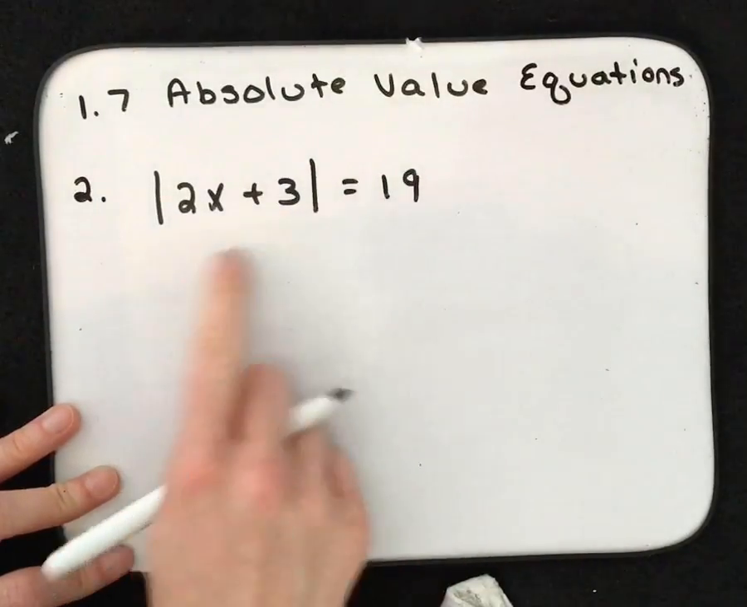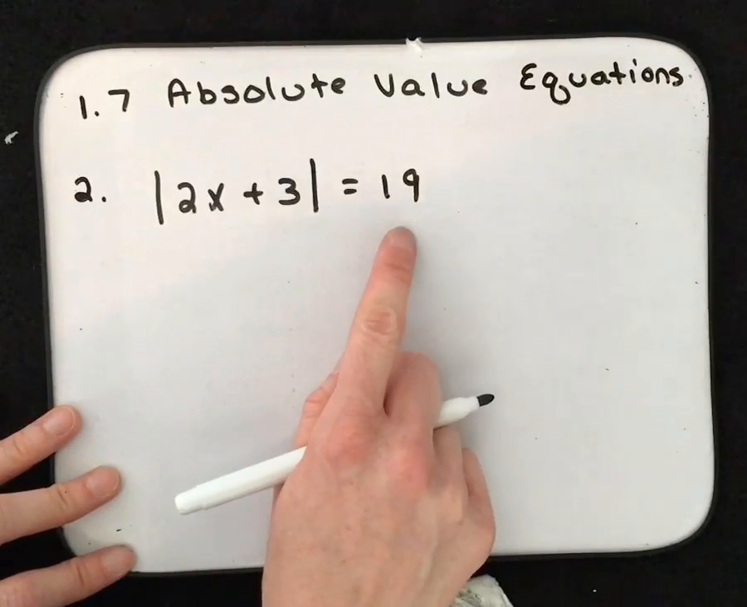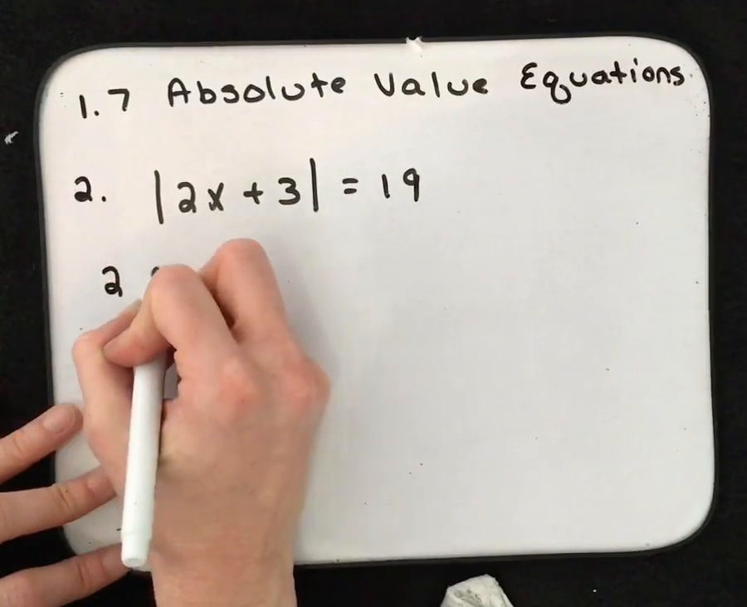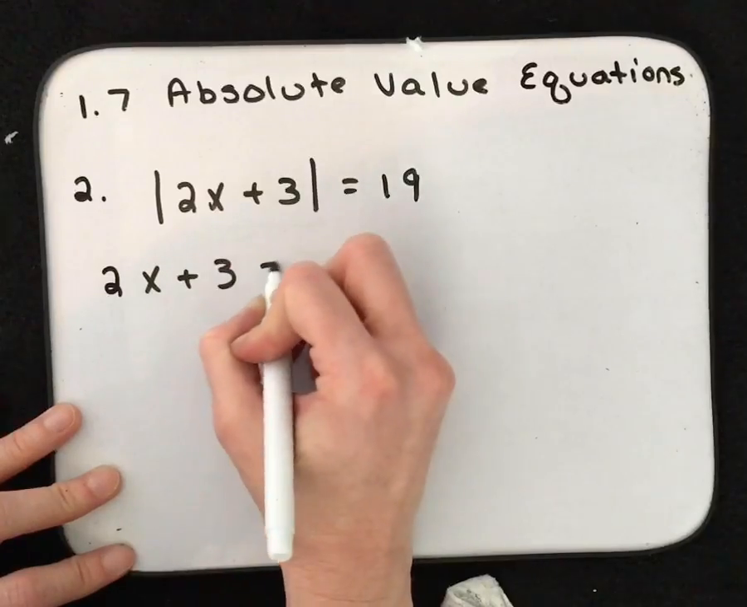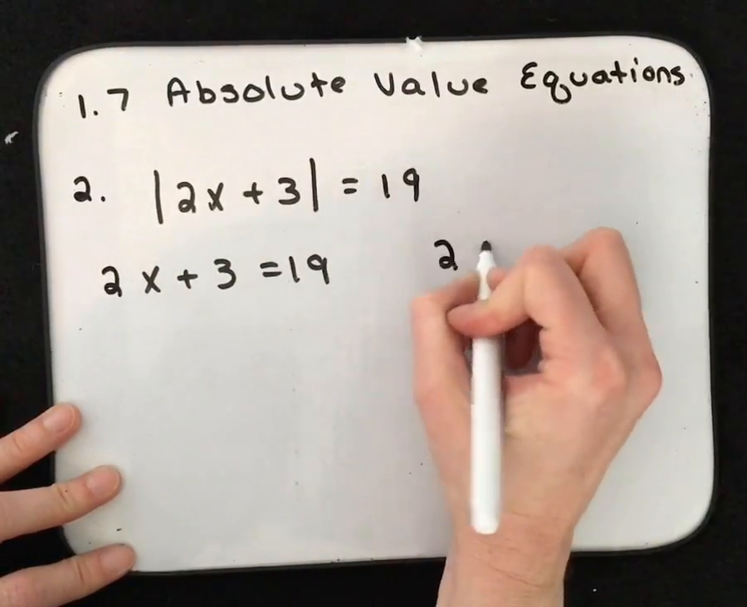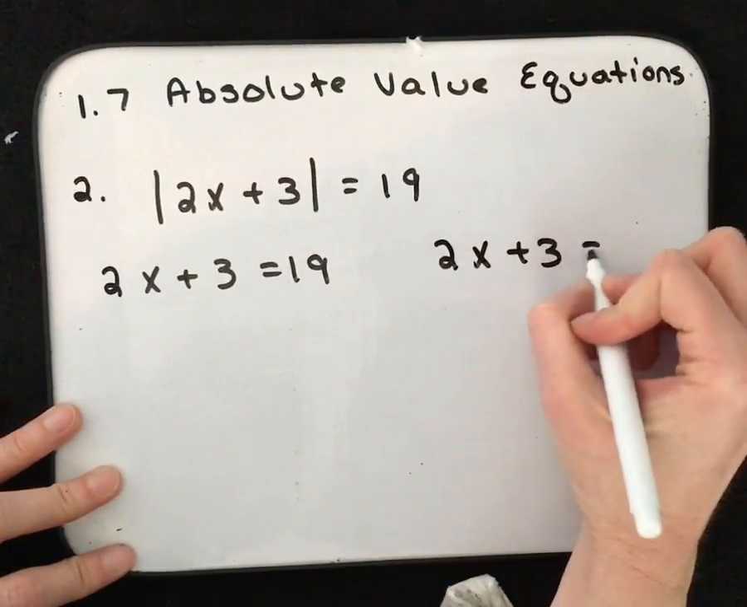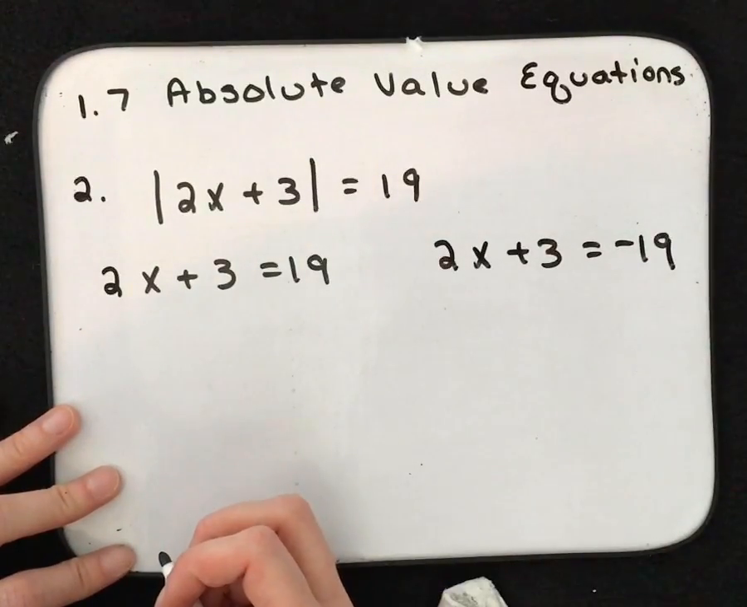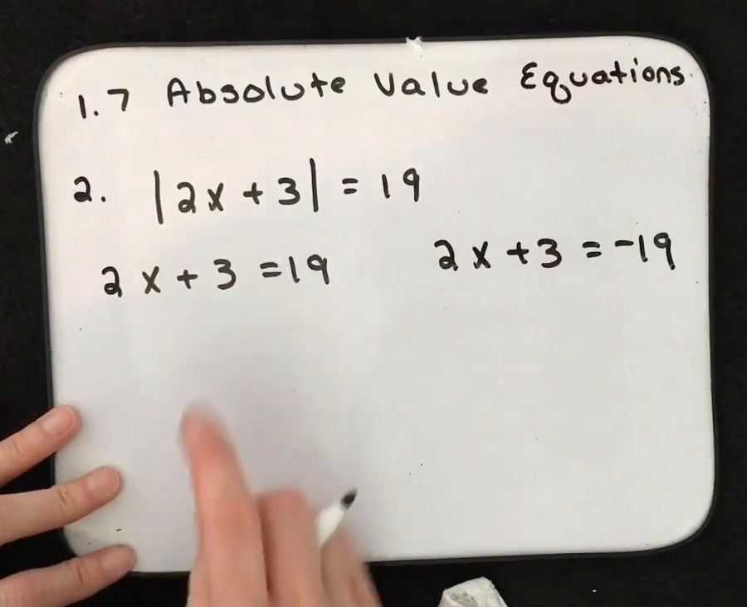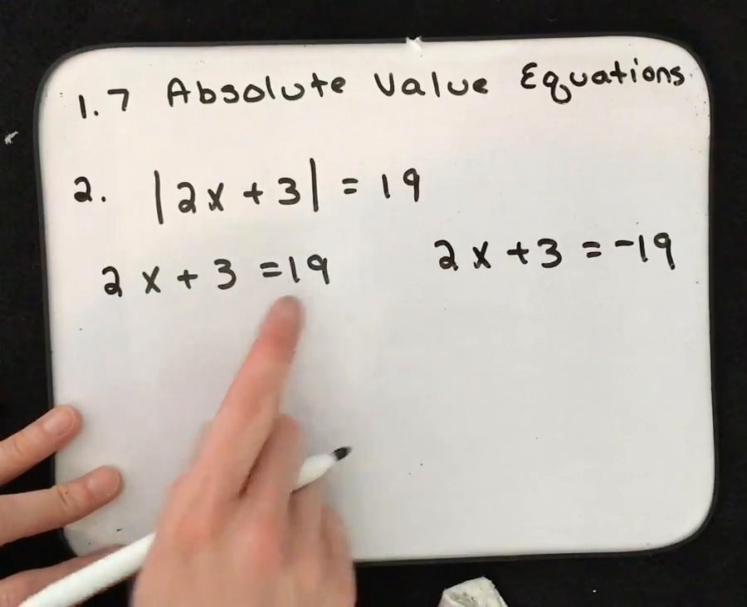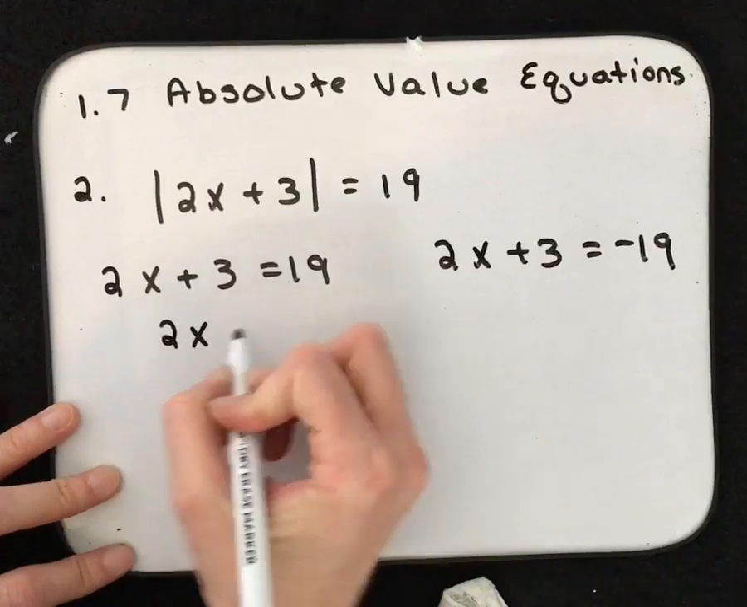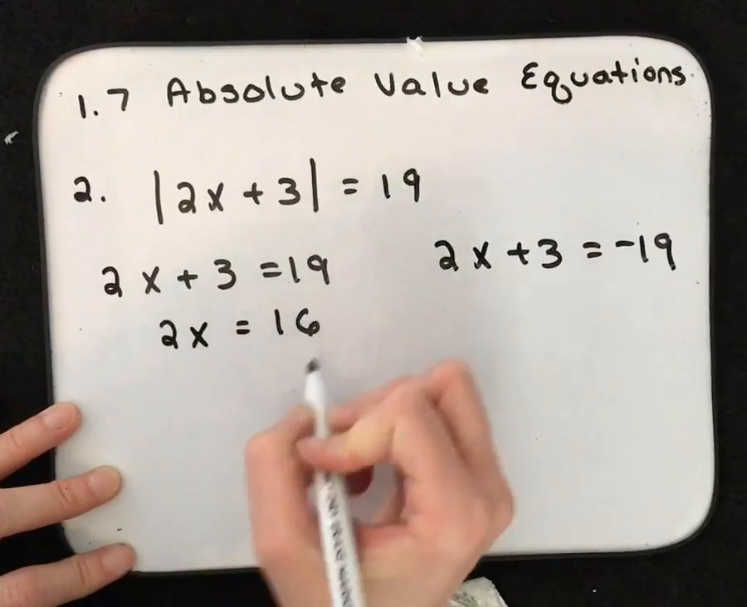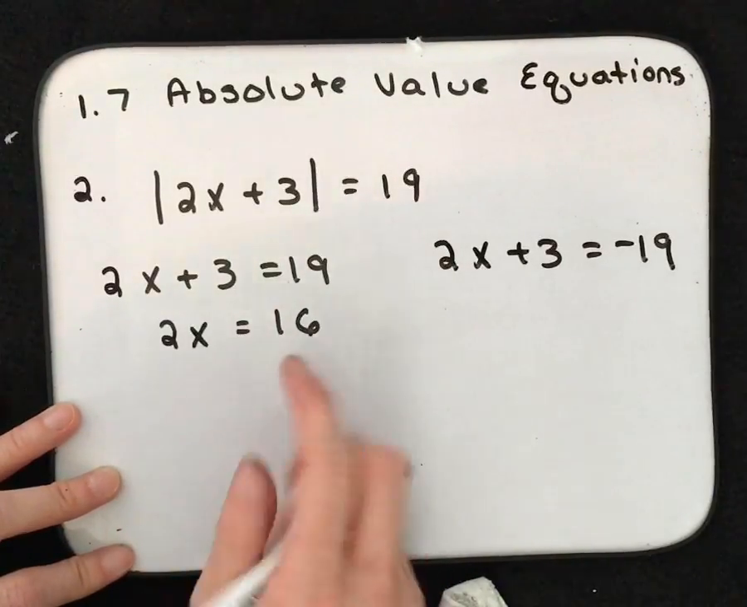So now we have the absolute value of 2x plus 3 equaling 19. That means that 2x plus 3 equals 19, or 2x plus 3 equals negative 19, because we have to consider both the positive and the negative correlation to the distance from 0. So if we subtract our 3 from both sides, then we can divide both sides by 2.